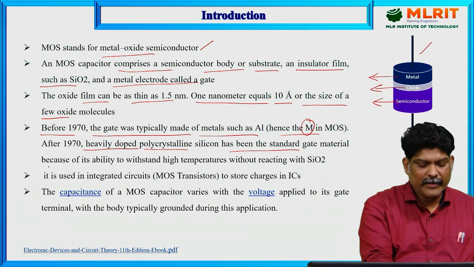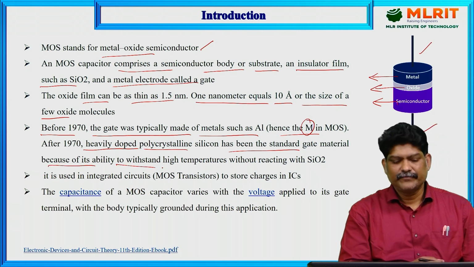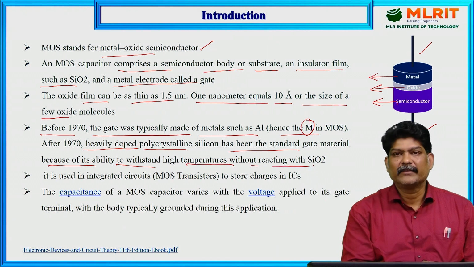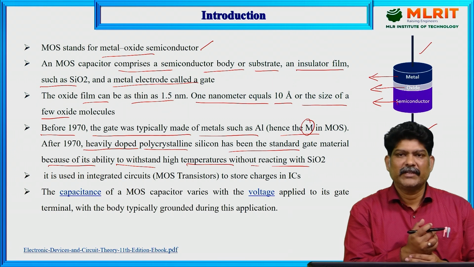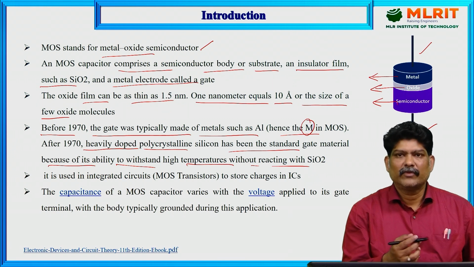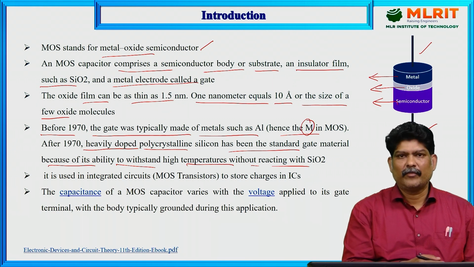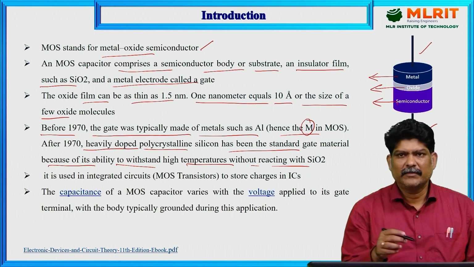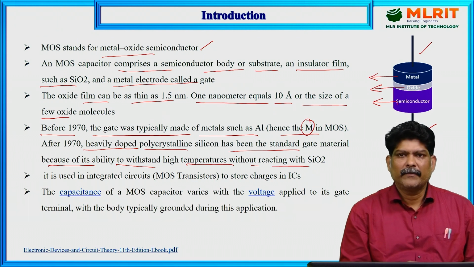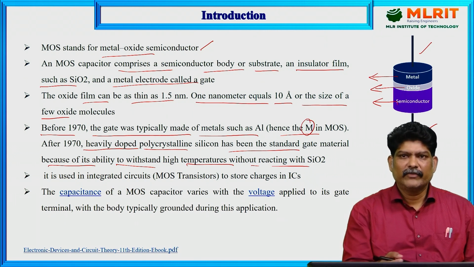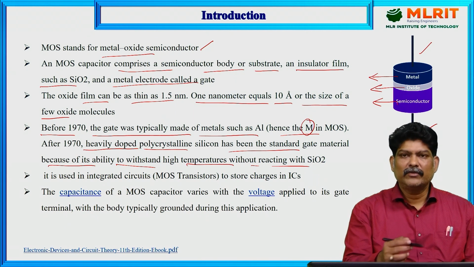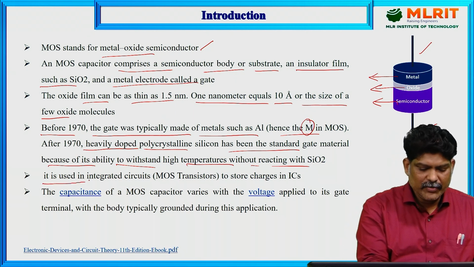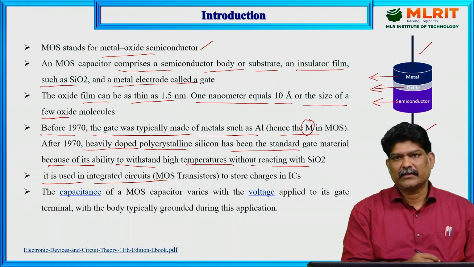Because of its ability to withstand high temperatures without reacting with SiO2. As temperature increases, a few materials may change their characteristics, so they may react with the other components side by side. To avoid this situation, instead of metal, we can use silicon material, that is polycrystalline silicon material, that too heavily doped. It is used in integrated circuits, MOS transistors.